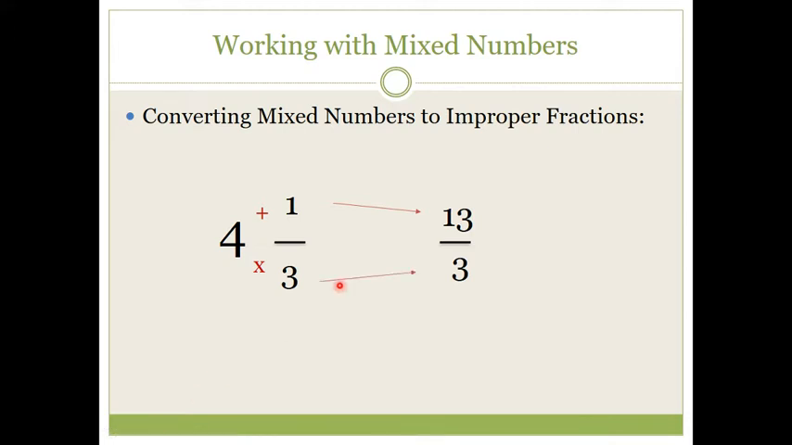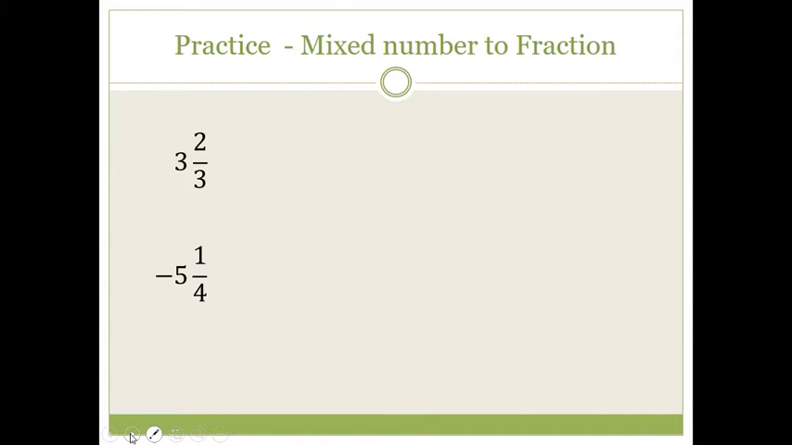And then all you have to do is carry over the denominator. The denominator does not change. So whatever number's on the bottom part of the fraction here, we just leave it and carry it over. So 4 1/3 is the same as 13 over 3. So now go ahead and pause the video and try to do these two on your own.